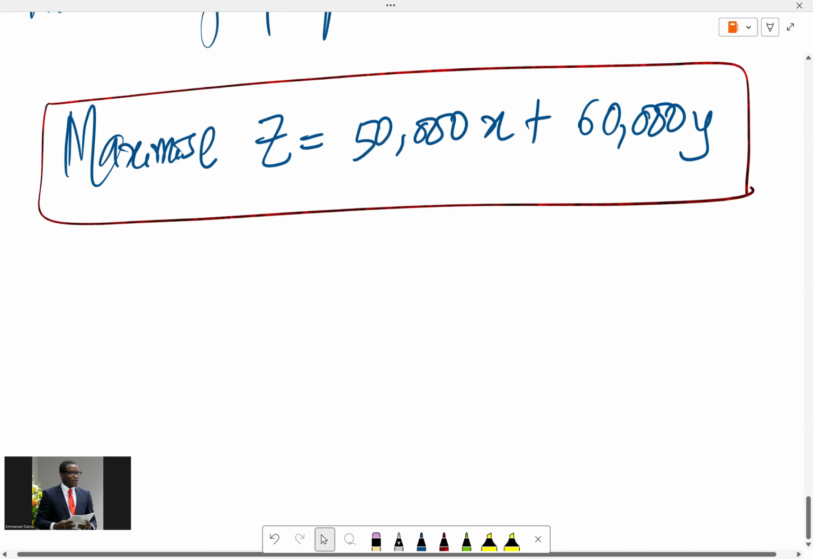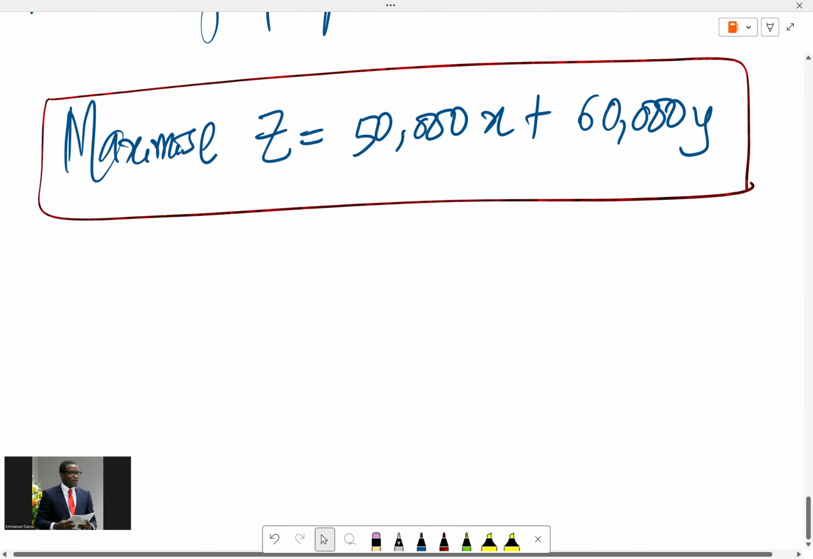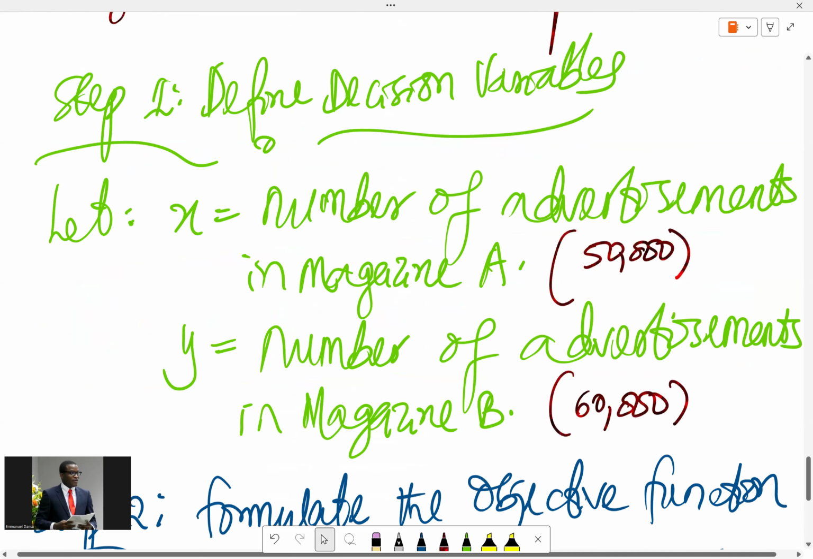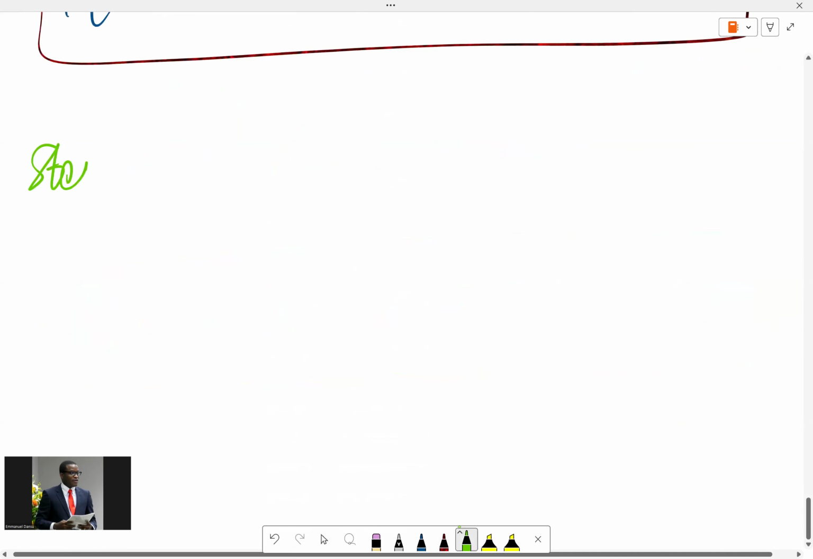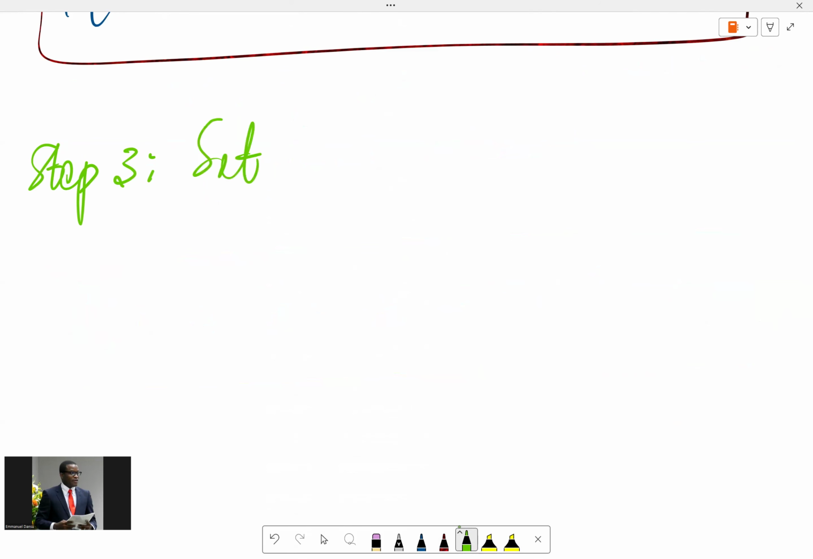Then we go to step three, where we set up constraints.